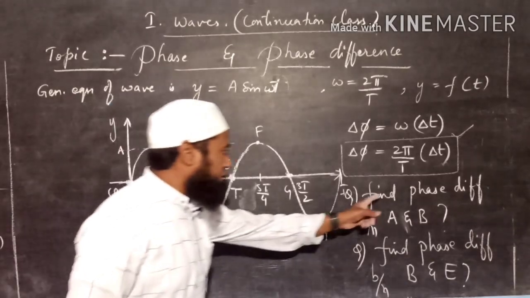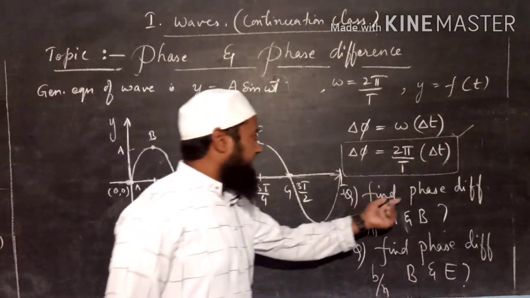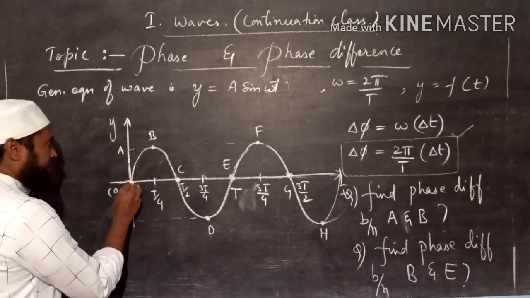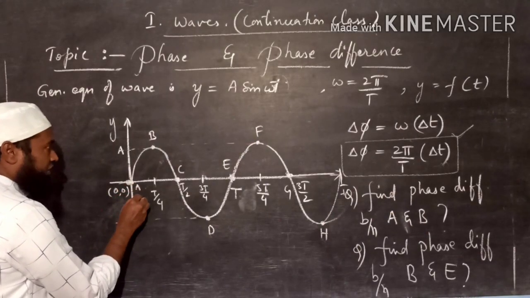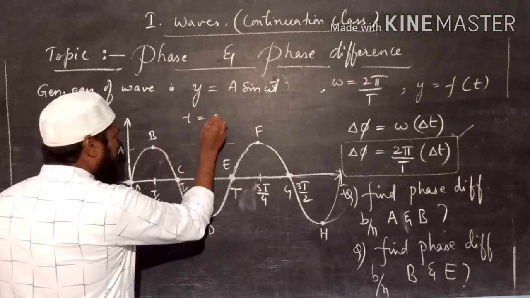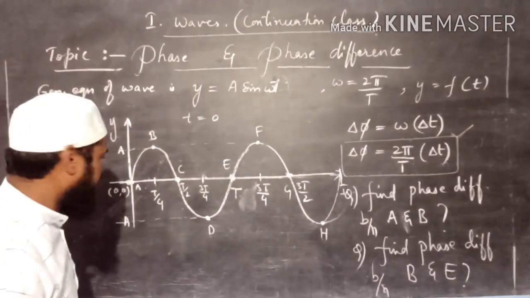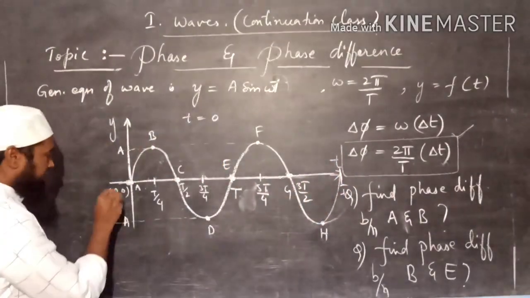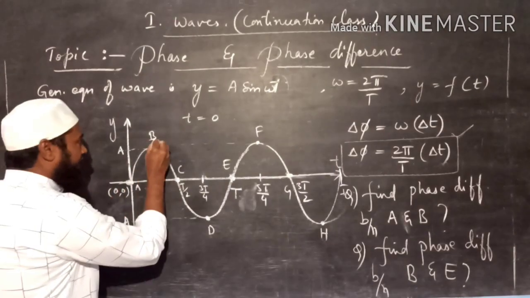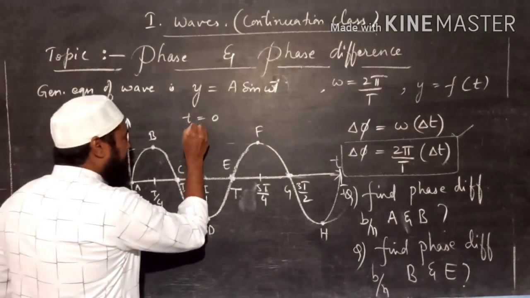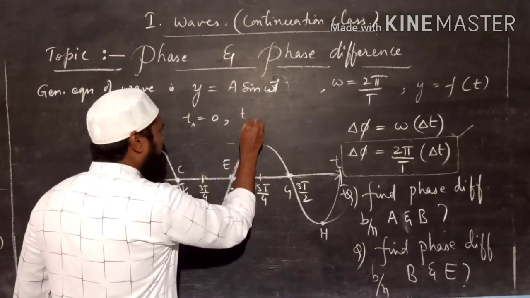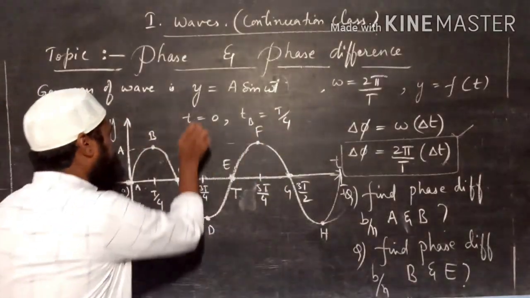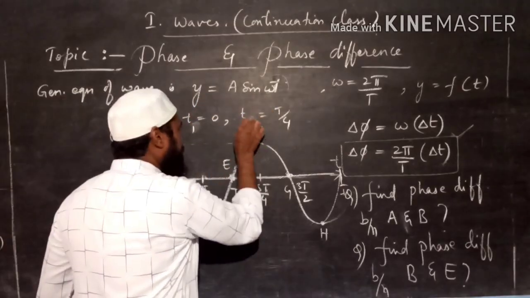Now in this first question, what did it ask? Find the phase difference between A and B. Where is point A? Point A is at the origin. At the origin, what is T? T equal to 0. Check it. At the origin, the time we have taken on the x-axis is equal to 0. Now what is the time at point B? At point A t is equal to 0, and at point B t is equal to T by 4. Simple. So this is the first time and this is the second time.